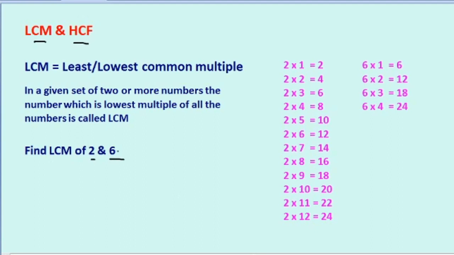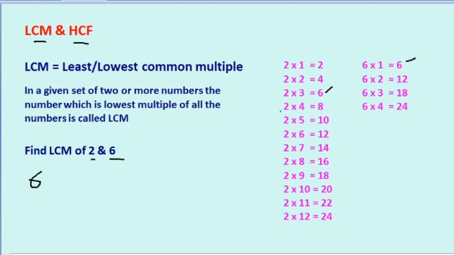Then we have to find multiples of 6. Whatever comes in the table of 6 will be a multiple of 6. Like 6 ones are 6, 6 twos are 12, 6 threes are 18, 6 fours are 24. So if you see the multiples of 2 and 6, what are the common multiples? First common multiple is 6. 6 is here also and here also. So I will write 6.